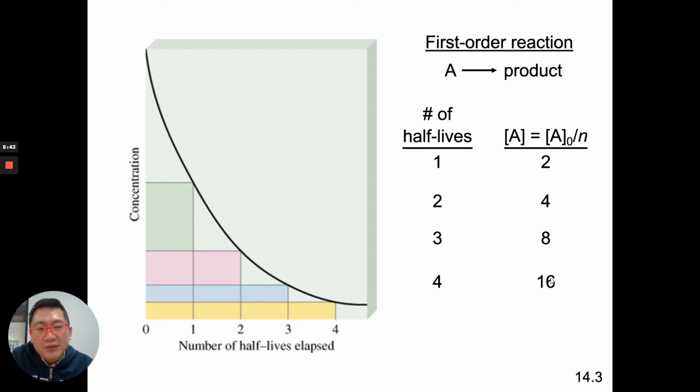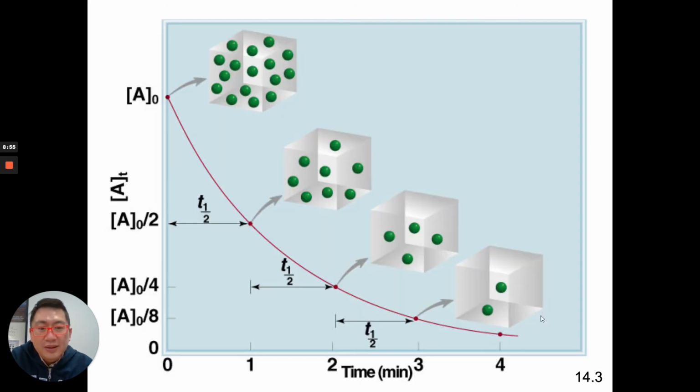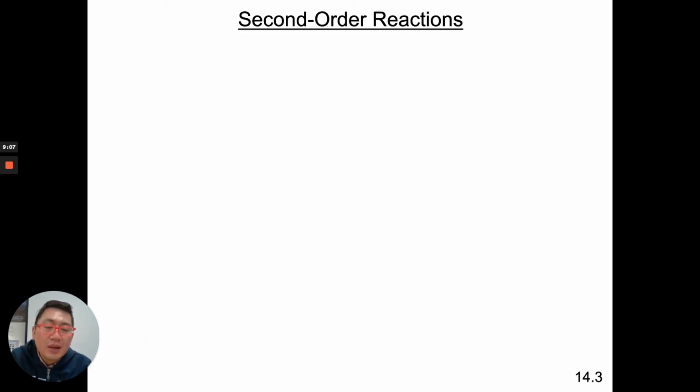4 half-lives, half of a half of a half of a half. It's not on here, but 5 half-lives will be 2 times 16, or 32, or 1/32, or divide by 32 of the original amount. Okay, so 1 half-life, half. 2 half-lives, half of half. 3 half-lives, half of half. 4 half-lives, half of half of half of half. So that's what this means for half-life.